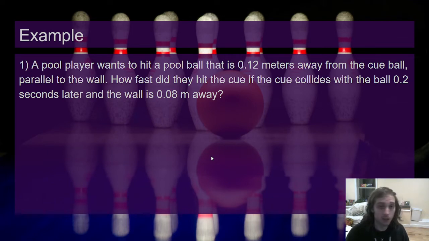All right, so as an example, let's say we've got a pool player who wants to hit a pool ball that's 0.12 meters away from the cue ball, parallel to the wall. How fast did they hit the cue if the cue collides with the ball 0.2 seconds later and the ball is 0.08 meters away?